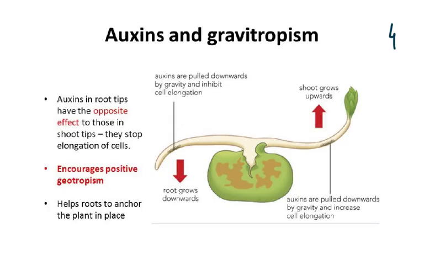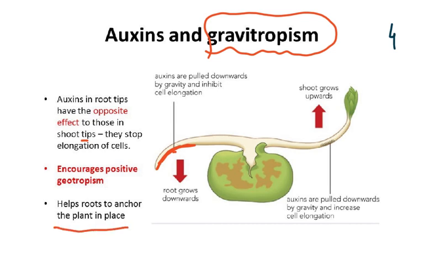But what happens in gravitropism? Auxins in root tips have the opposite effect to those in the shoot tip. They stop cell elongation and the auxins are pulled downwards by gravity. So there's going to be more auxin on this side. More auxin on this side means the root will grow downwards. So it encourages positive geotropism, helping the root to anchor the plant in place. Well, that's of course the function of it. But in the shoot, it is also towards the lower side.